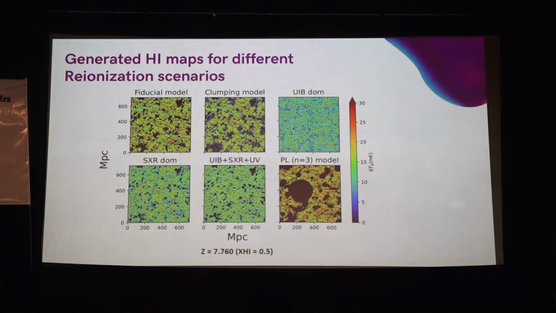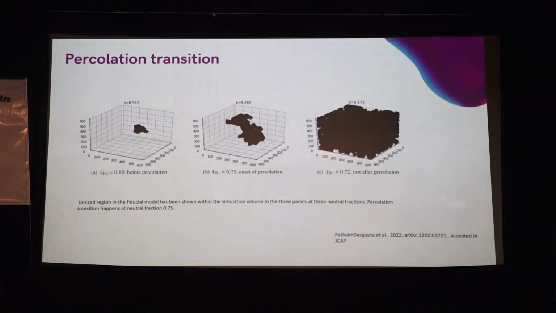Now, this is a representation of how the different reionization scenarios look for a particular redshift or a particular neutral fraction. And the question that we want to answer here is: can we distinguish these different reionization scenarios using our technique? Now, in order to understand that, we have to understand what the percolation transition is.